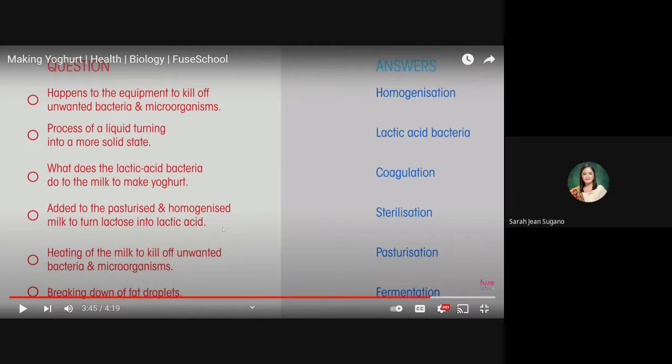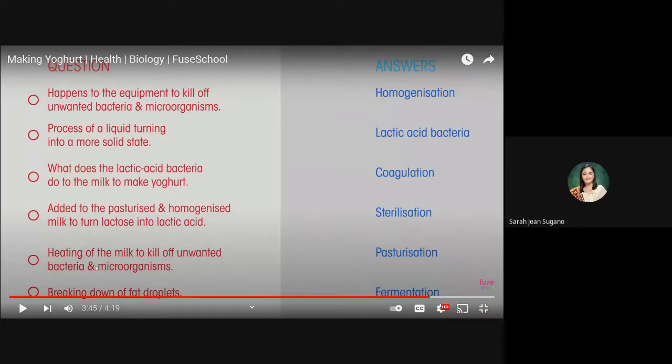So, added to the pasteurized and homogenized milk to turn lactose into lactic acid. Lactic acid bacteria. Correct. Heating of the milk to kill off unwanted bacteria and microorganisms. Pasteurization, ma'am. Right, correct.